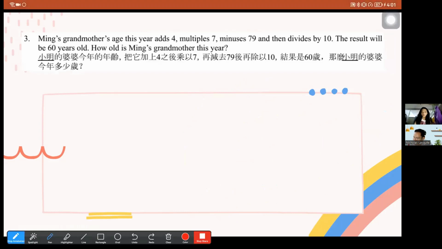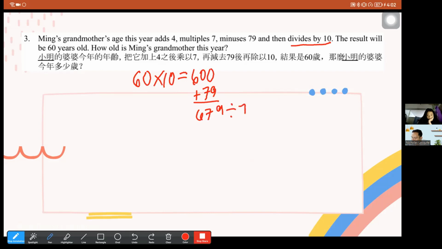Okay, let's continue with this one. The result is 60, and the later operation to that is divides by 10. So working backwards, it's multiplied by 10, 600. Then minus 79, so this is plus 79, so you get 679. Then multiplied by 7 means divide by 7. So what is 679 divided by 7? That would be 97, right?